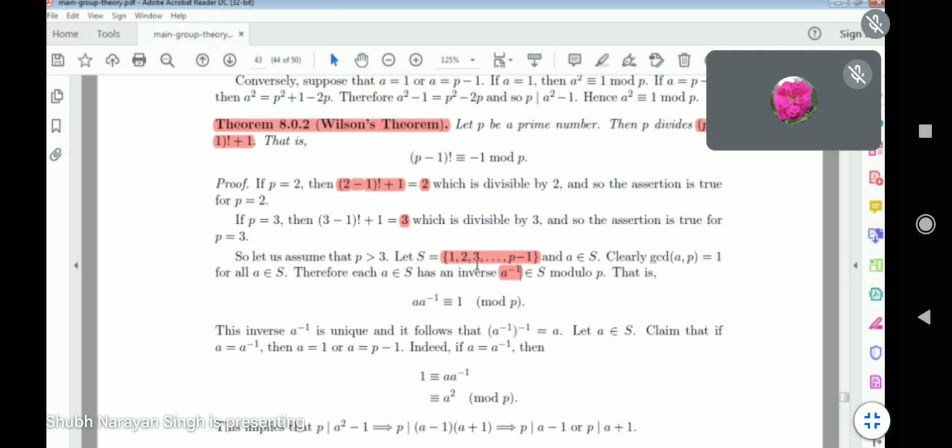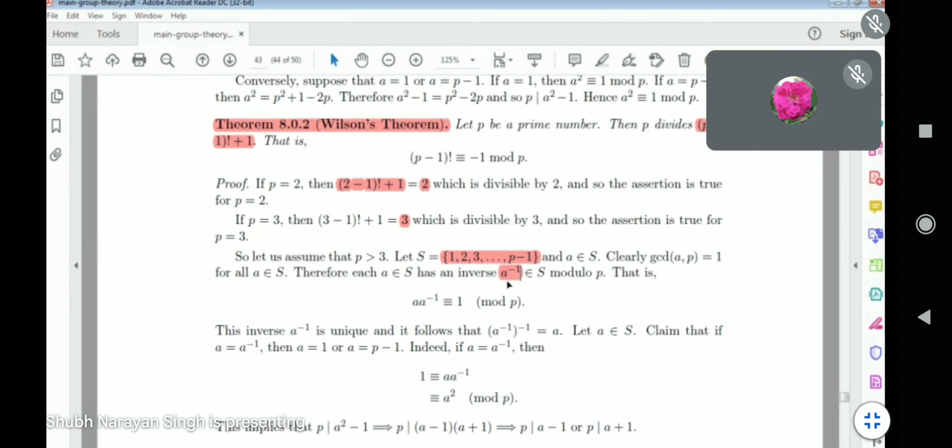What is the inverse of 4 modulo 7? 2. Good, thank you. That is different from 4. Now what is the inverse of 5 modulo 7? 3. Good, so it is different from 5. And what is the inverse of 6 modulo 7? 6, because 6 times 6 is 36, minus 1 is 35.